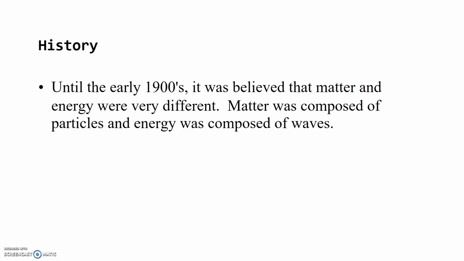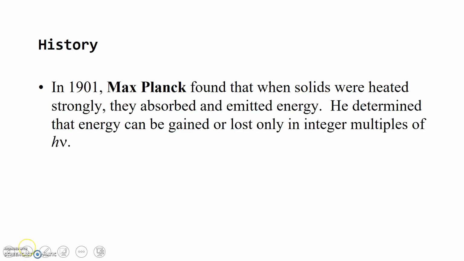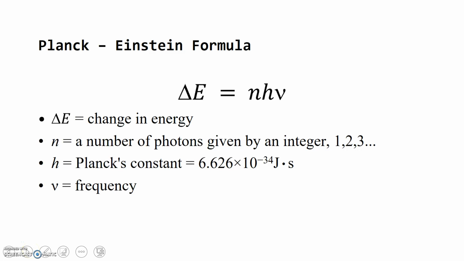Until the early 1900s, it was believed that matter and energy were very different things. Matter was composed of particles, and energy composed of waves. In 1901, Max Planck found that when solids were heated strongly, they absorbed and emitted energy. He determined that energy can be gained or lost only in integer multiples of this value, Planck's constant, times the frequency of radiation detected. So the Planck-Einstein formula is this value.